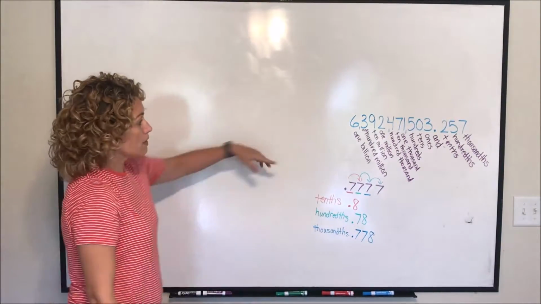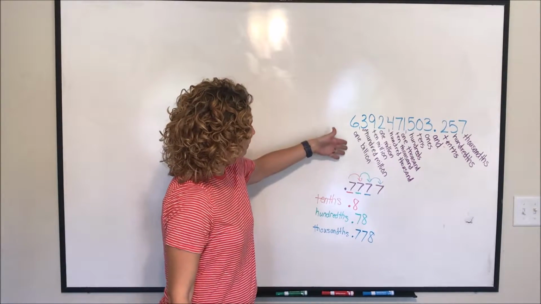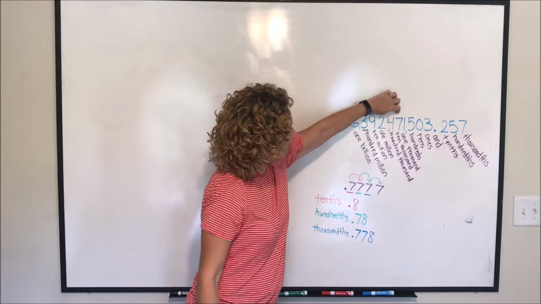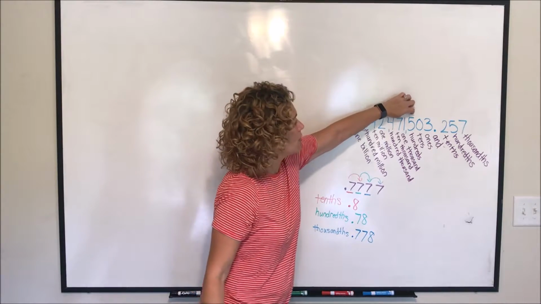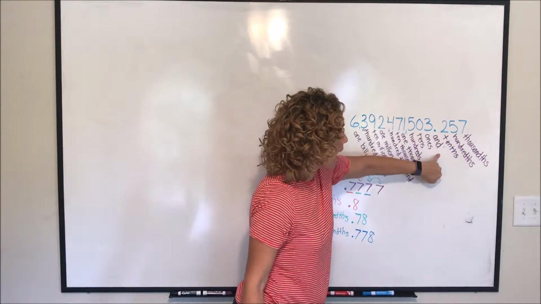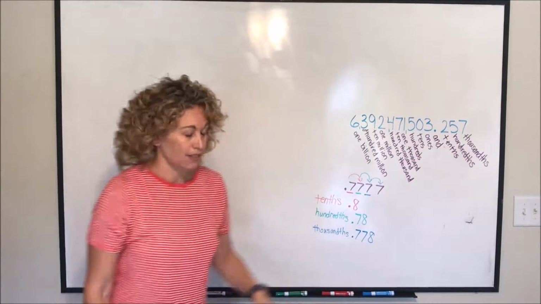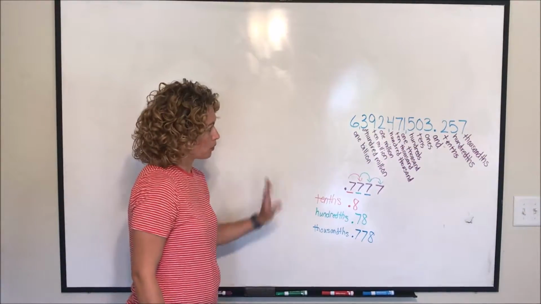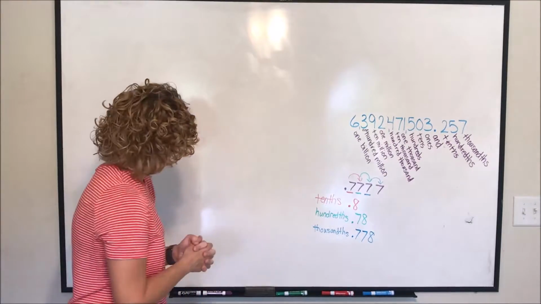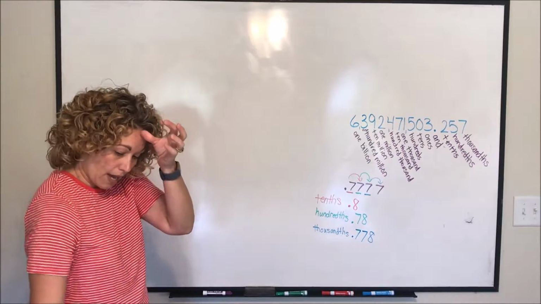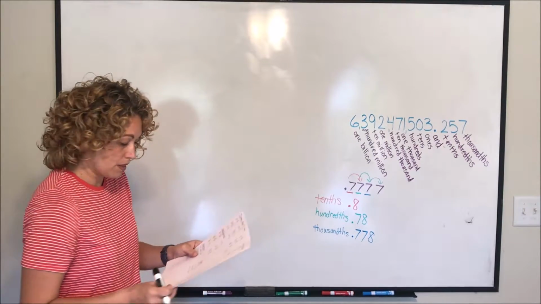So if you were to read this number, this would be 6,392,471,503 and 257,000. And that's a hard one to say. Okay, so just so you know. All right, let's take a look at this problem.